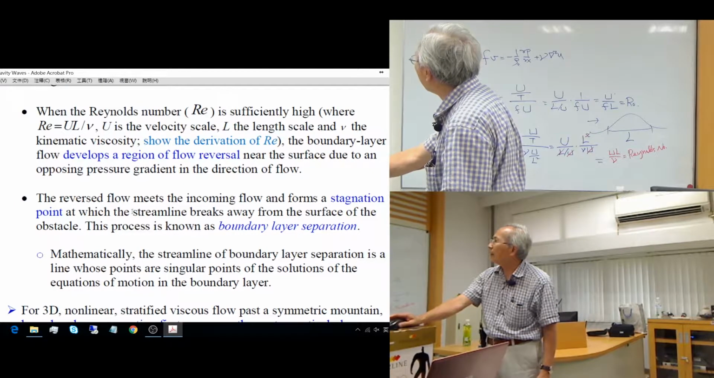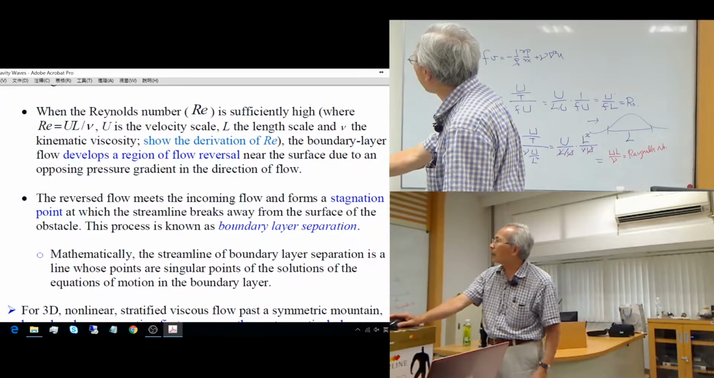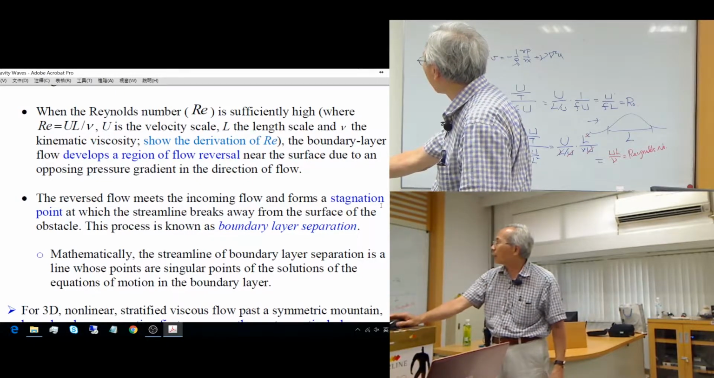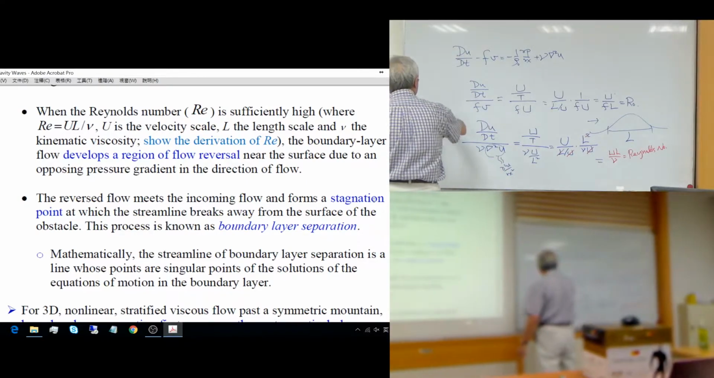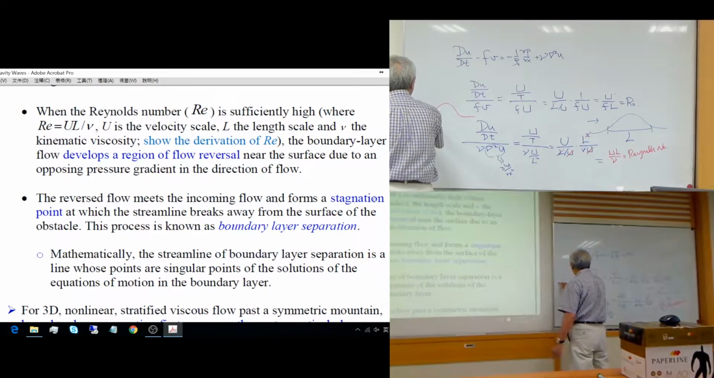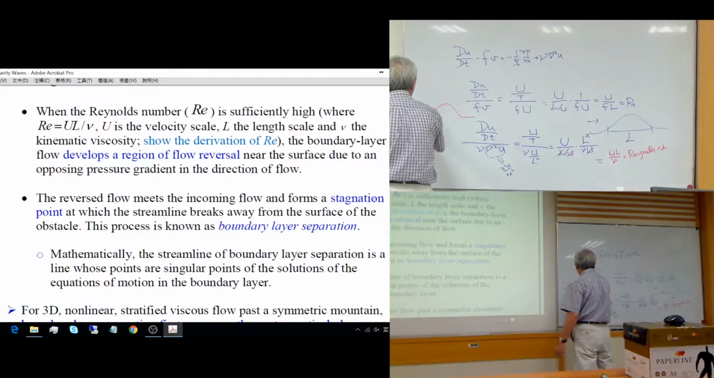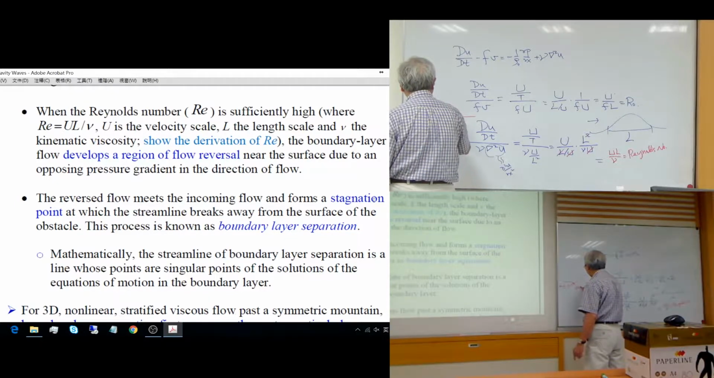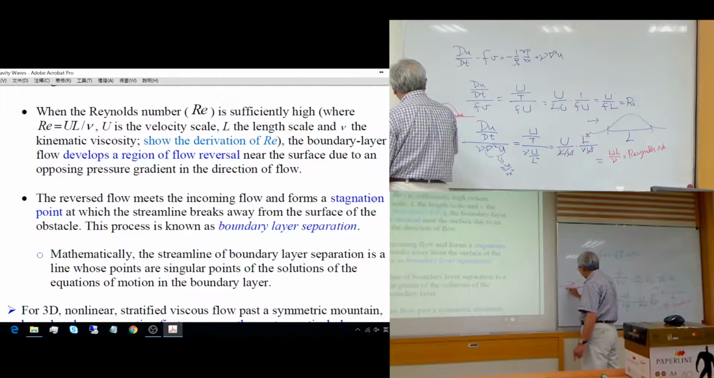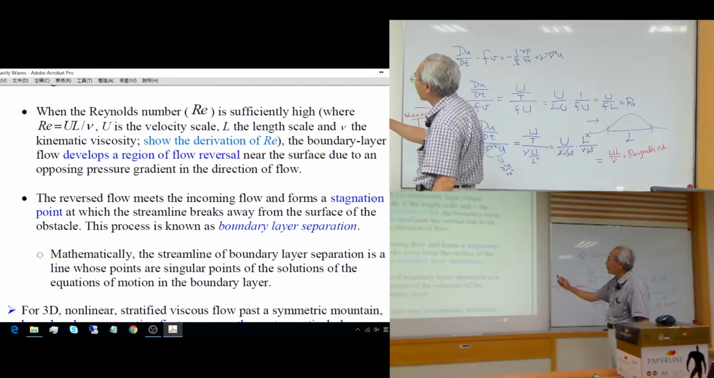The reversal flow means the incoming flow, and you form a stagnation point. So here, flow comes in, and you have U. Here you've got an attachment point. Coming in, and here then you've got that stagnation point.